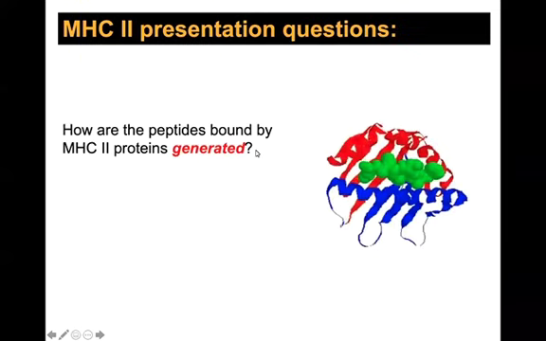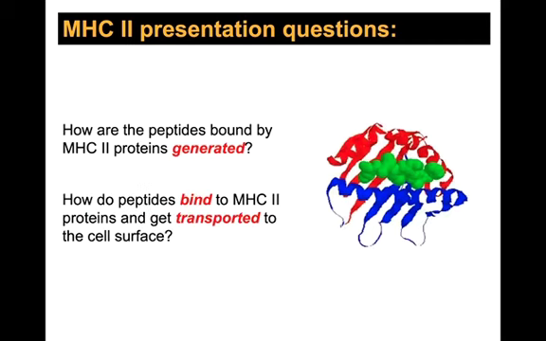So the questions that we'll cover today are sort of the same questions that we had for MHC class 1. How do you generate the peptides that then bind to MHC2? And then how do the peptides bind to it? And it's a little different for class 2 than class 1. And how do the class 2 with peptides get transported to the cell surface?